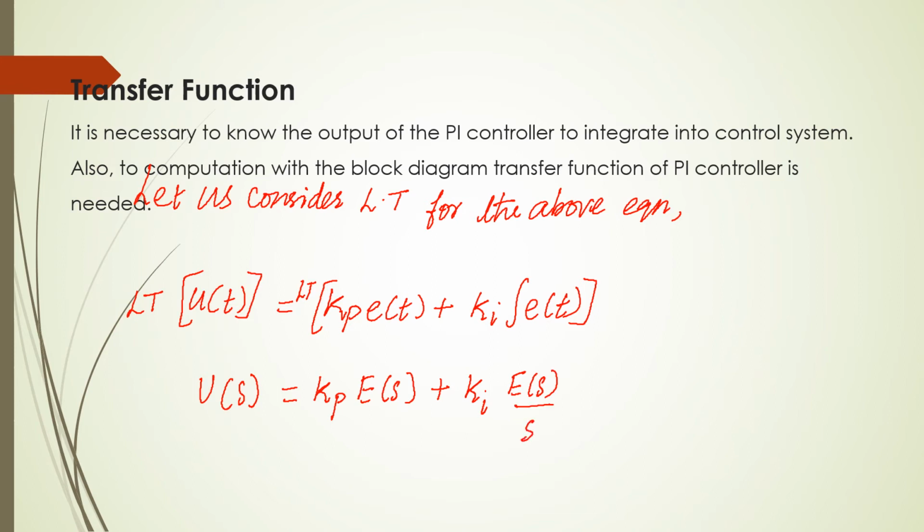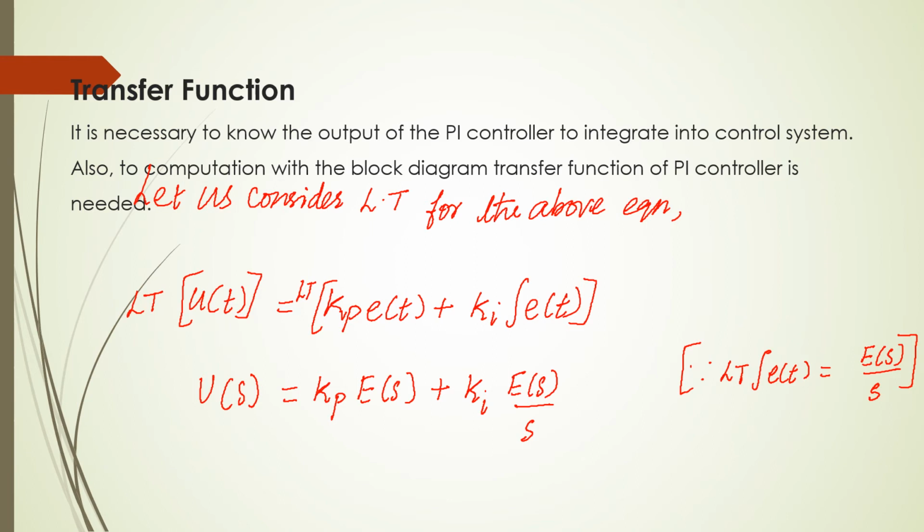And you all know the formula for the Laplace transform of the integral of e(t) is E(s) divided by s. This is the formula for the integration of a time domain function. So U(s) is equal to Kp E(s) plus Ki times E(s) divided by s.